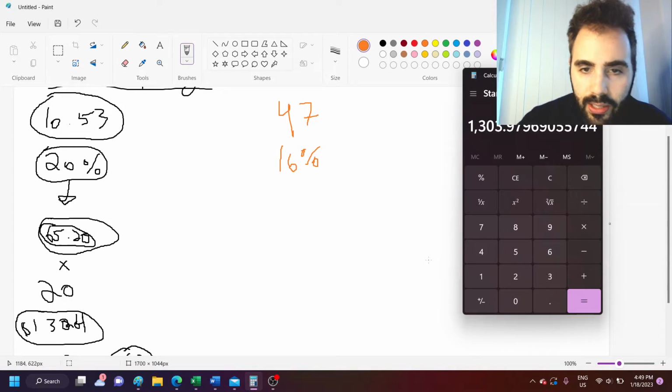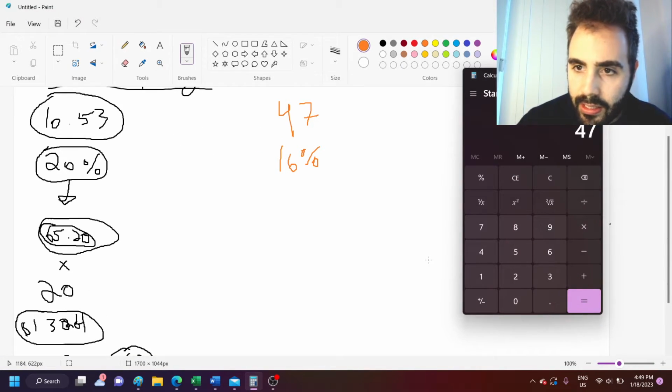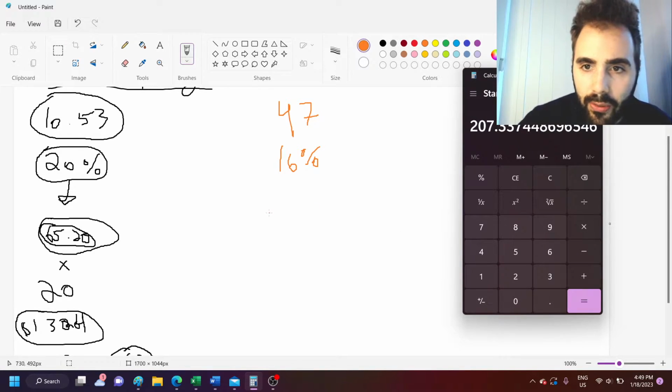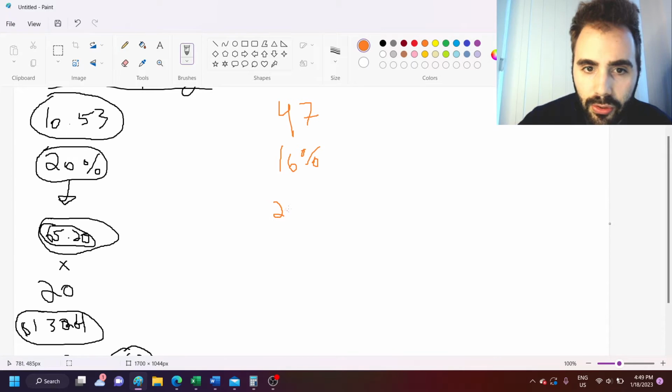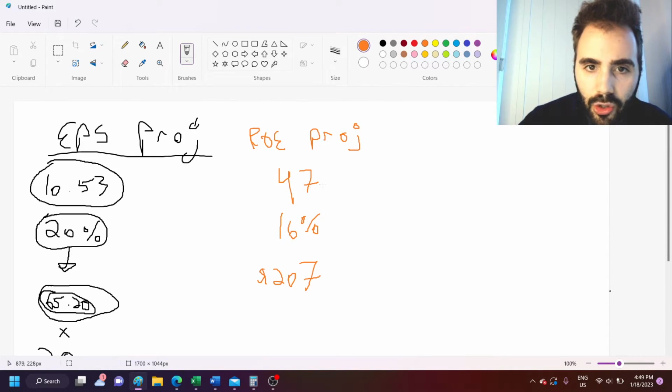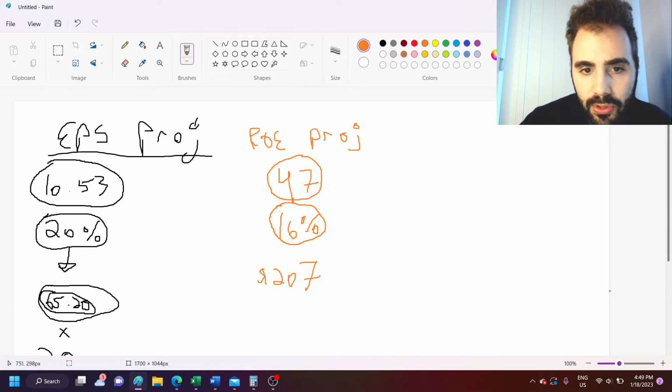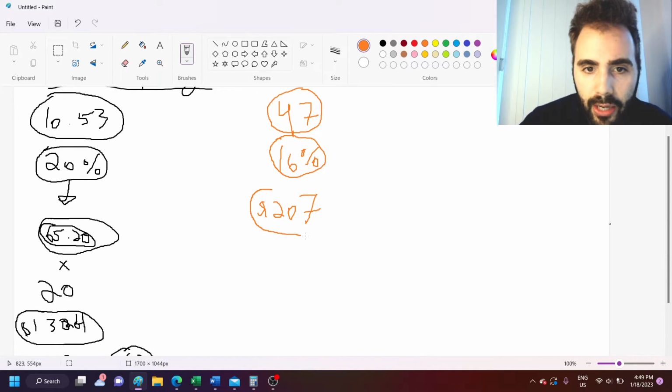So we can do this. 47 times 1.16. We'll do this for 10 years. 1, 2, 3, 4, 5, 6, 7, 8, 9, 10. This gives us a future equity base of Meta of $207 per share in terms of its book value. So remember, Meta currently has a book value per share of $47. It's been able to grow it out at about 16% per year, meaning its future equity per share is $207.